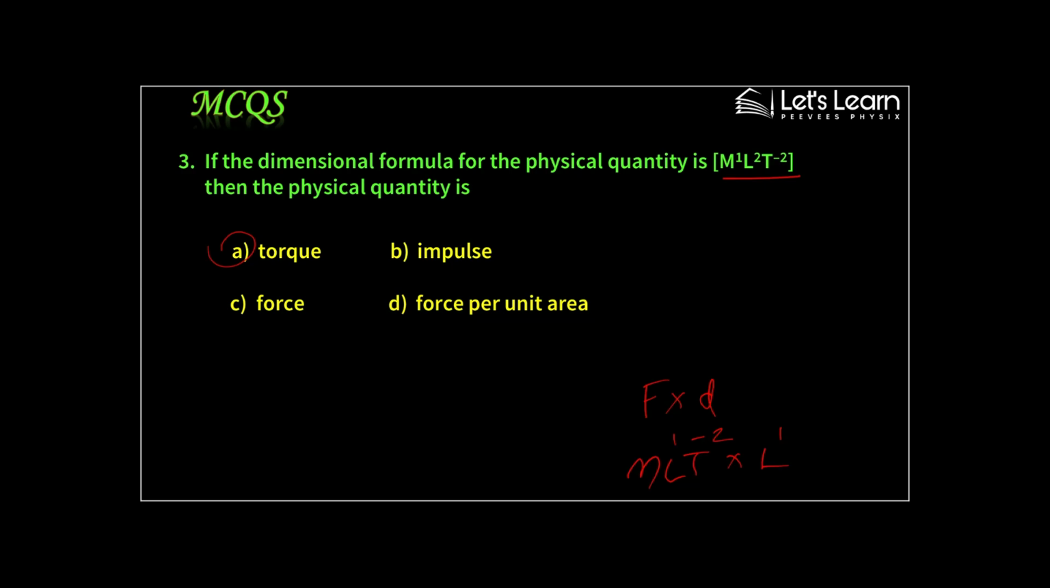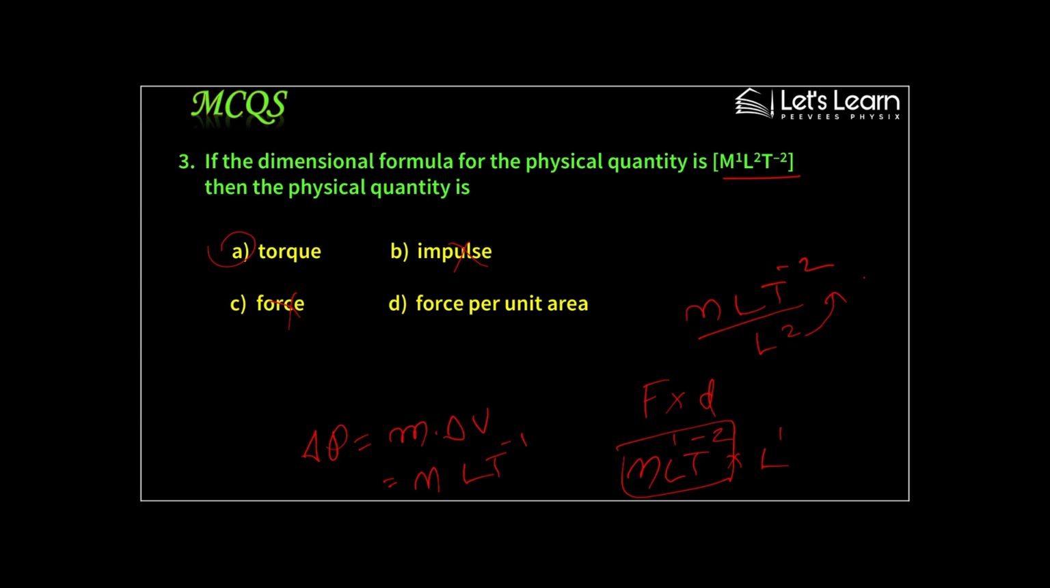I can show you impulse is change in momentum, which is mass times change in velocity. Mass M, change in velocity L T to the power of -1. So that's not it. Force per unit area is force, M L T to the power of -2, divided by area, which is L squared. When L squared goes to the top, it becomes L to the power of -2. This one and this -2 becomes M L to the power of -1 T to the power of -2, which is not it. So the correct answer is A.